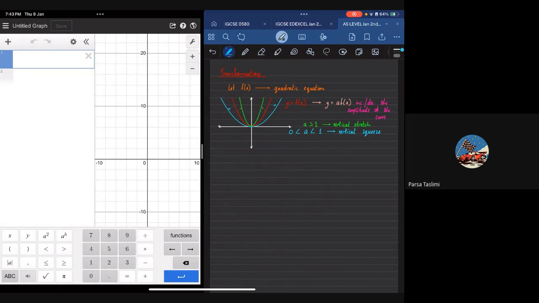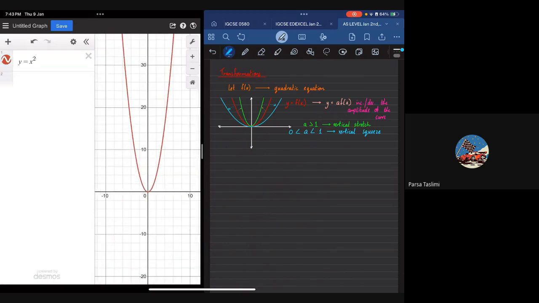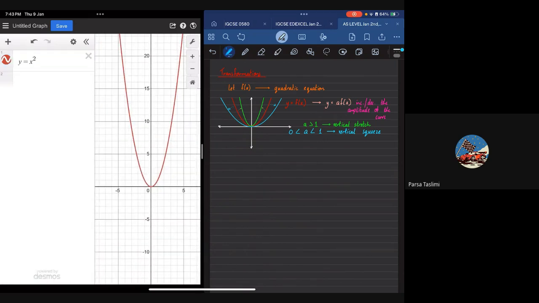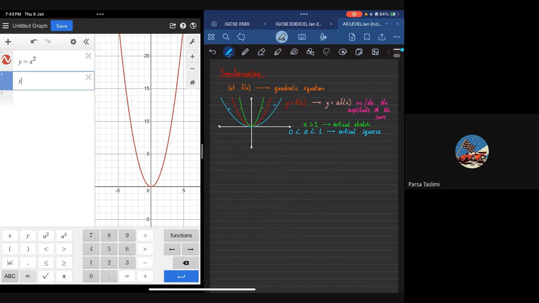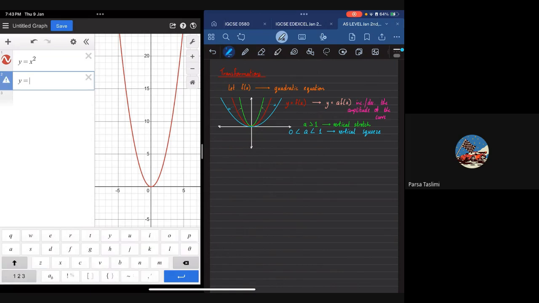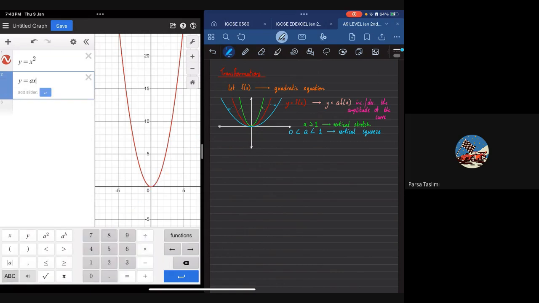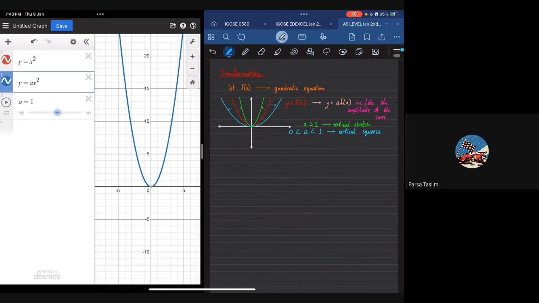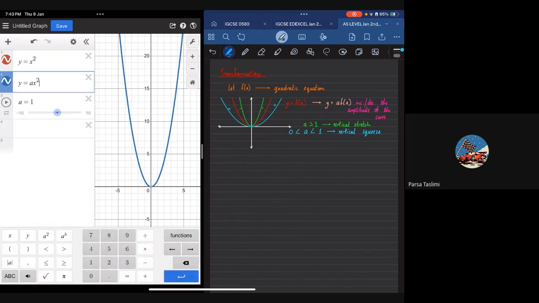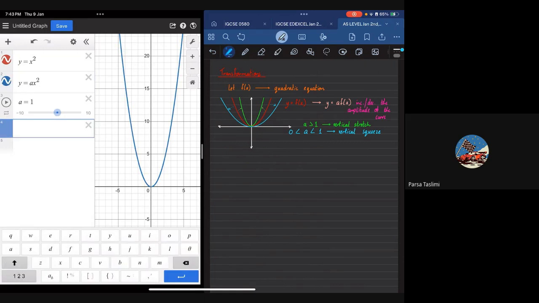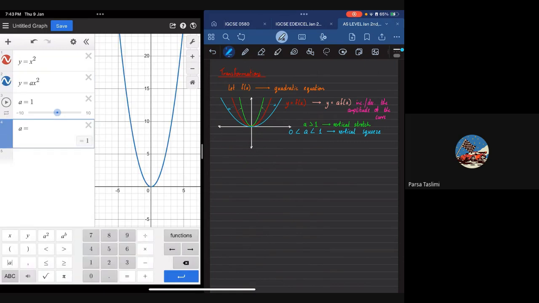So I'm going to just say y is equal to x squared. All right, just a generic version of a quadratic equation. I'm going to put y is equal to a x squared. And over here, if you guys use this app, it says add slider. I'm going to add sliders, and I don't know how to add multiple sliders, but hopefully I can figure it out. Aha, yes, I can.